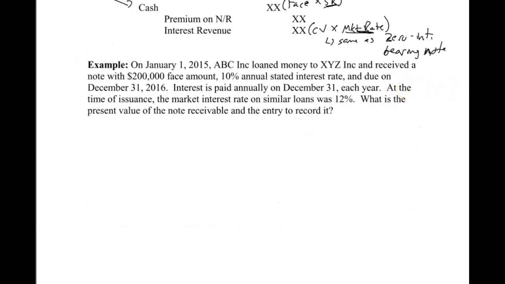If you haven't watched the previous video on the zero interest bearing note, go back and watch that. What we're doing here is using the exact same example. The only difference is I'm adding in this 10% stated interest rate. So the 2-year note, $200,000 face value, and 12% market rate are all the same.